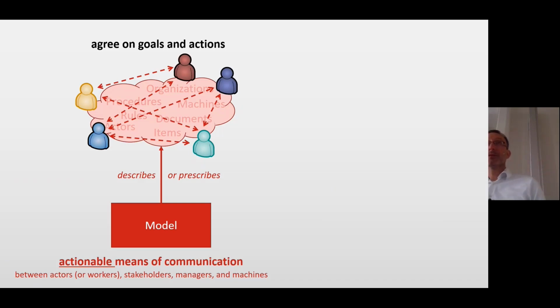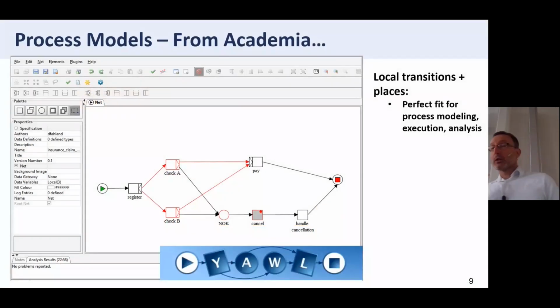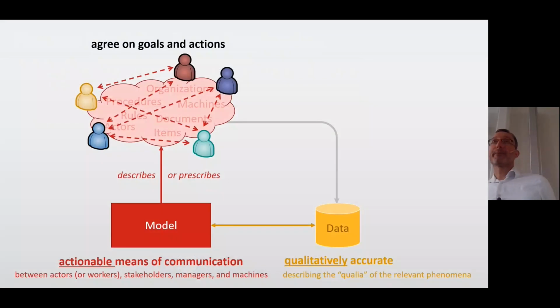So this is crucial. The second thing that we need, and that agreeing on goals and actions relies on, is that we have data that is accurate. Not just accurate in a quantitative sense, but also in a qualitative sense. It has to reveal to us the relevant phenomena that are important. So let's compare this picture to what we are doing or have been doing over the last 20 years.